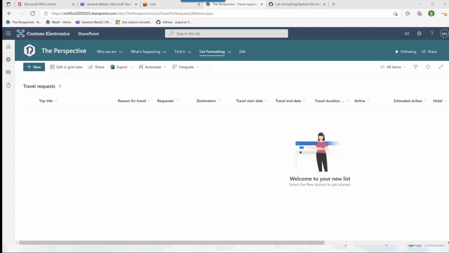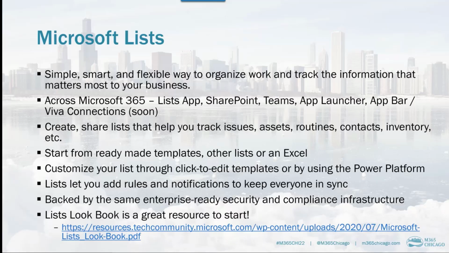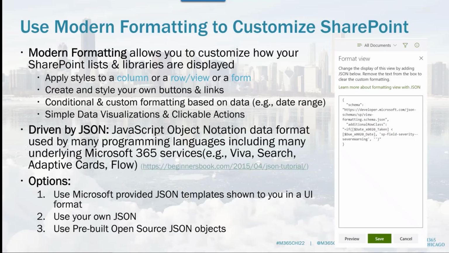So everything that I'm talking about today, you can apply SharePoint formatting and list formatting to SharePoint lists or Microsoft lists, and you can render them within Teams. So that's kind of why I segued there for a second, just to talk about Microsoft lists. So what is modern formatting really? Modern formatting allows you to customize how your lists and libraries are displayed within SharePoint, Microsoft Teams, or across your Microsoft 365 experience.